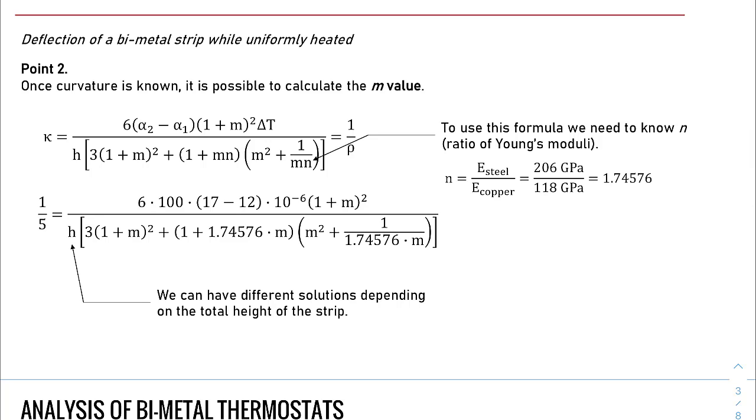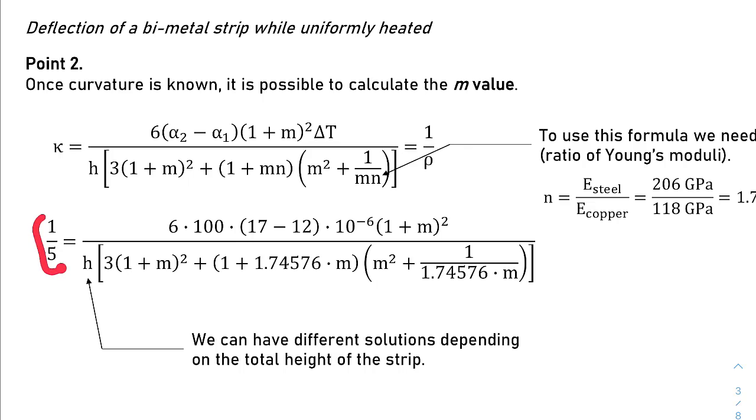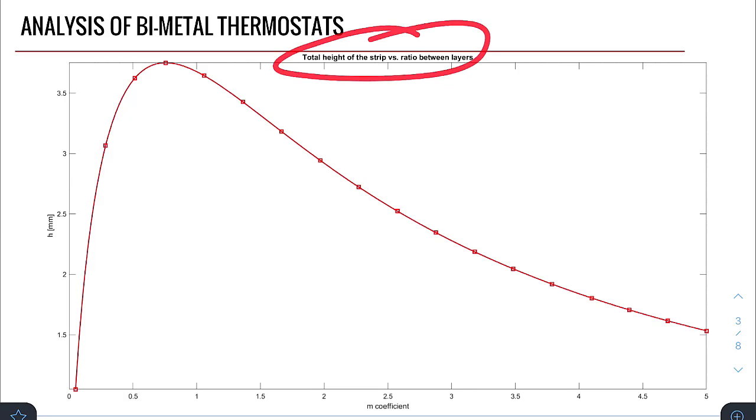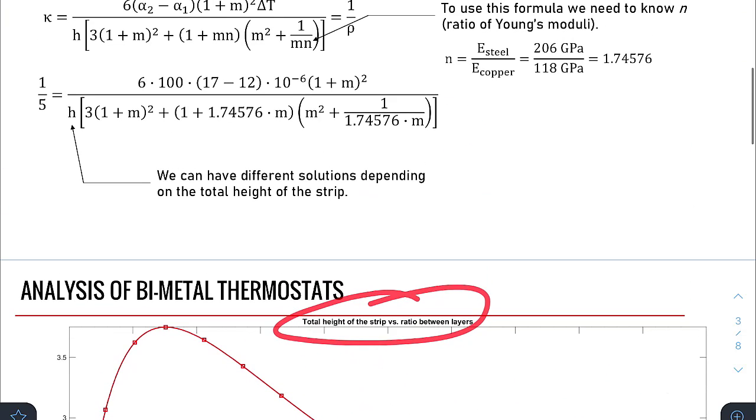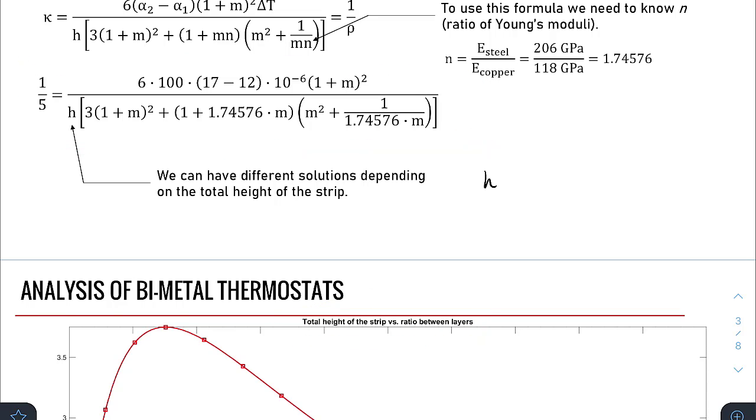If you substitute the values inside, you can see that for a given value of curvature, it depends also on the total height of the section. So we have two unknowns, m, the ratio of the single heights, and h, the sum of these heights. What I did here was to plot this expression, writing it in the form h equal to f of m.